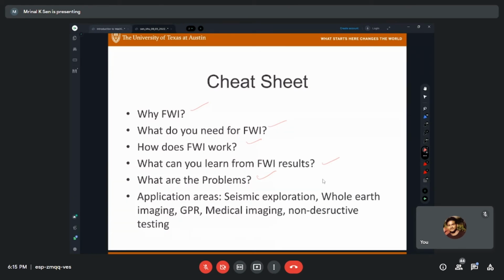And one thing that I wanted to mention is that the FWI method has been applied not only in seismic exploration, but also with earthquake data for whole Earth imaging. It has been applied to GPR, medical imaging, and non-destructive testing, where you want to find some damage in a particular structure.